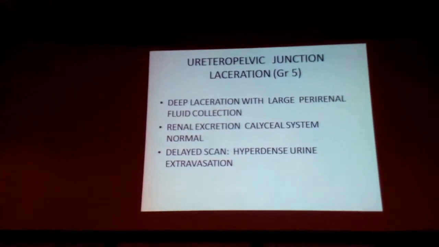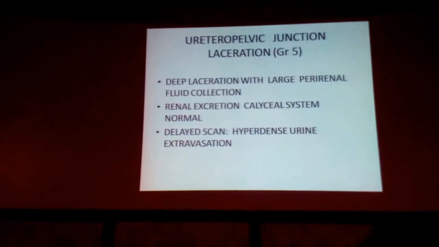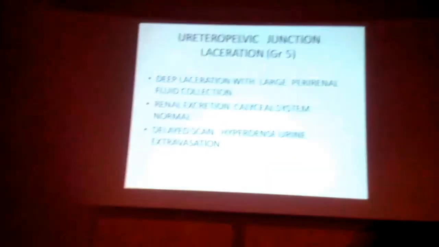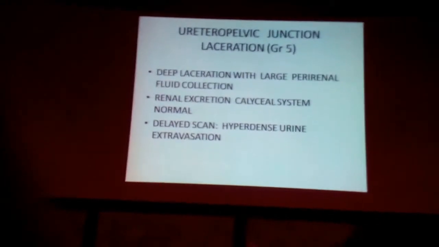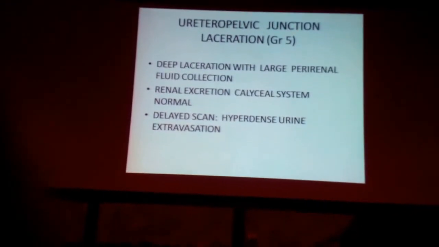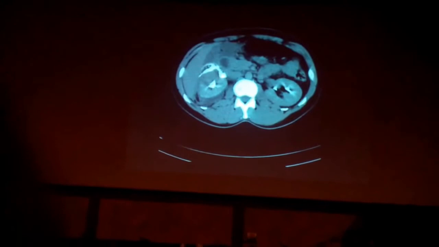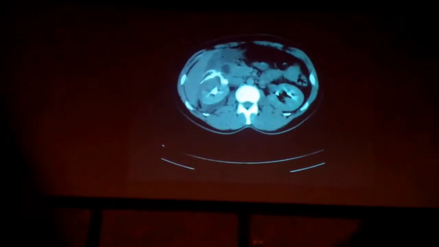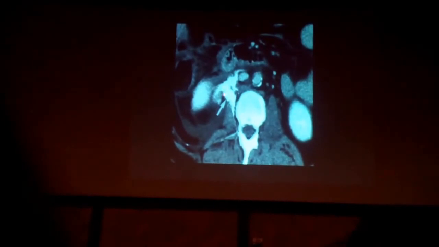A common site is uretropelvic junction injuries, which are important. A deep laceration, large perinephric collection will be there. And the most important thing is the contrast will be seen outside the renal parenchyma, but the kidney function will be normal. Like in this case, there is a lot of collection coming here. So the uretropelvic injury, contrast coming into the perinephric space. Another example, the contrast leaking out from the ureter.